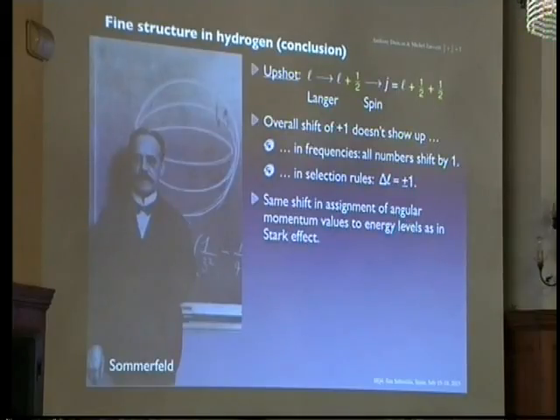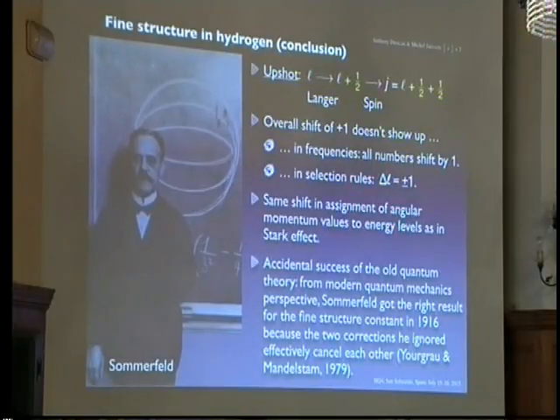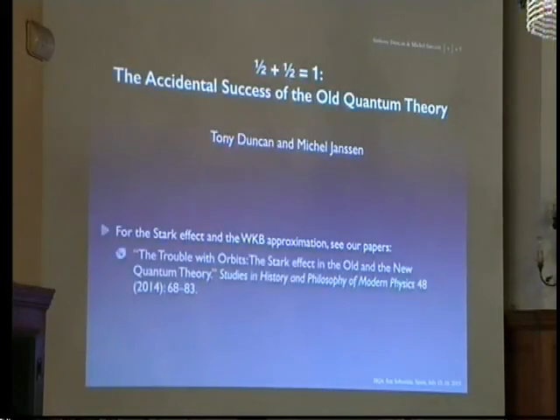So here, of course, the distortion of the physics is really bad, because you realize that you don't factor in spin, right? From the point of view of the old quantum theory, this success is sort of accidental, and we're hardly the first to notice this. In this book by Jurgrau and Mandelstam of 1979, it's been discussed since. The idea is that Sommerfeld got the right result. This is sort of mysterious: how did he get the fine structure constant right? He got it right because two of the corrections that he ignored effectively cancel one another. And that was my story.